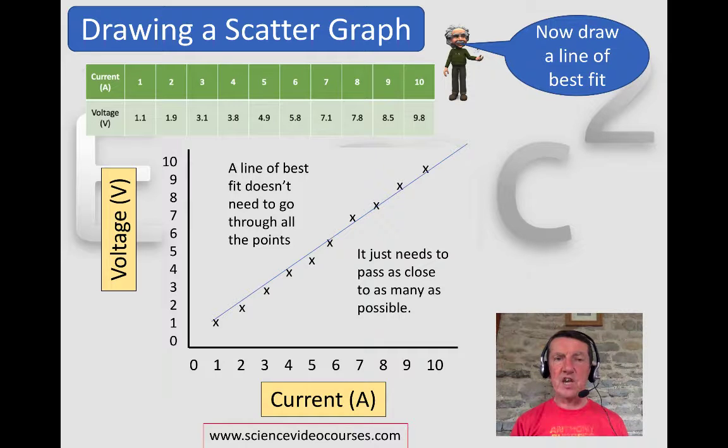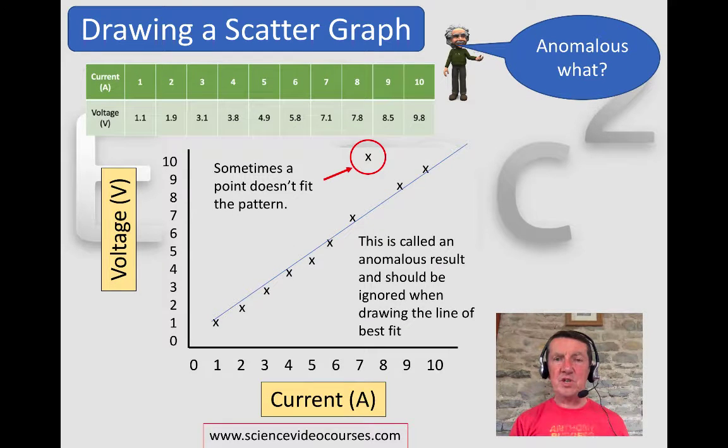Now a line of best fit doesn't need to go through all the points. In fact, some of them are on the line, like that one there, but others are off the line. All the line needs to do is to pass as close to as many of the points as possible, and that's what's called a line of best fit on a scatter graph.